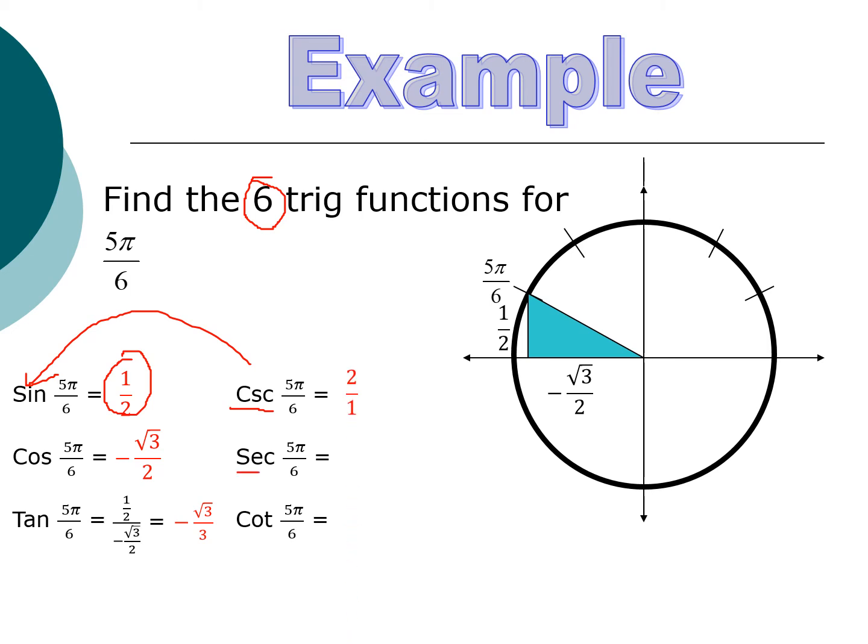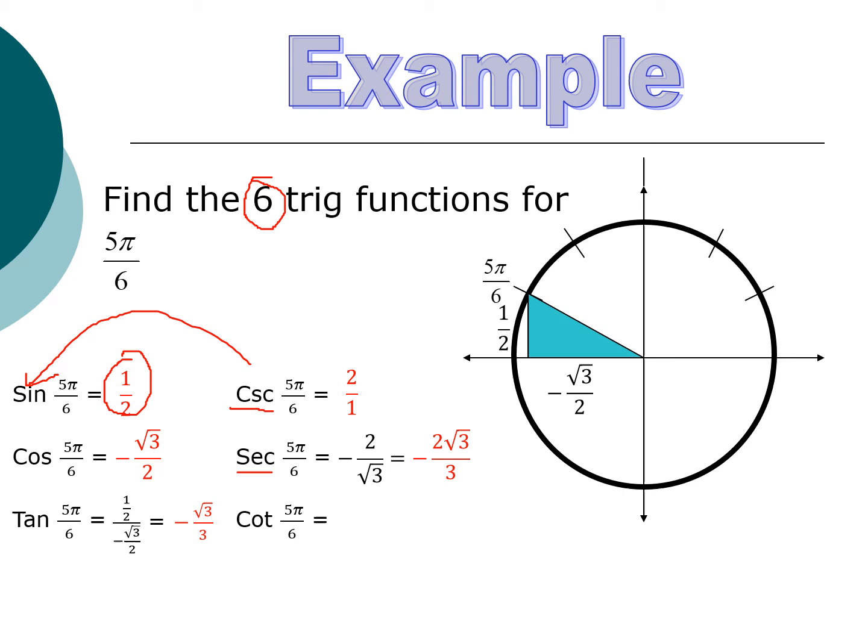Secant is the reciprocal of cosine. So whatever your answer is for cosine, flip it. But notice when you flip it, you have a radical in the denominator. Rationalize that by multiplying the top and the bottom by radical 3. And you should get negative 2 radical 3 over 3.